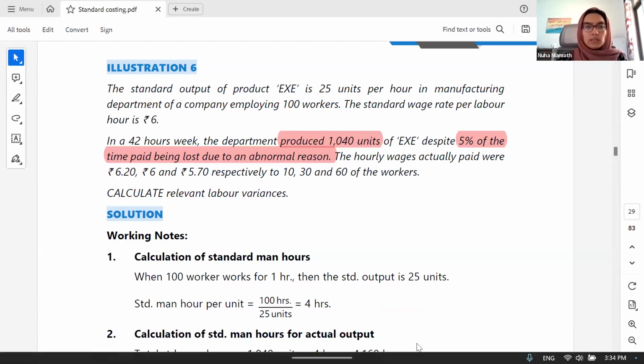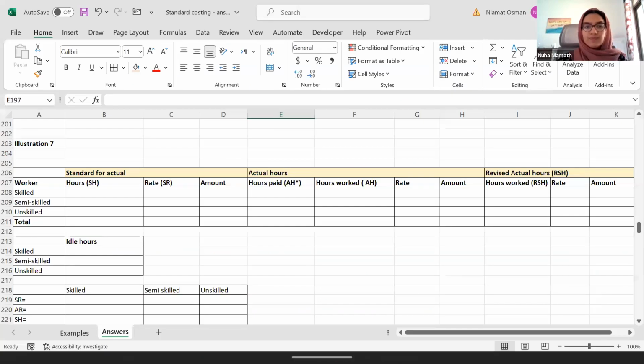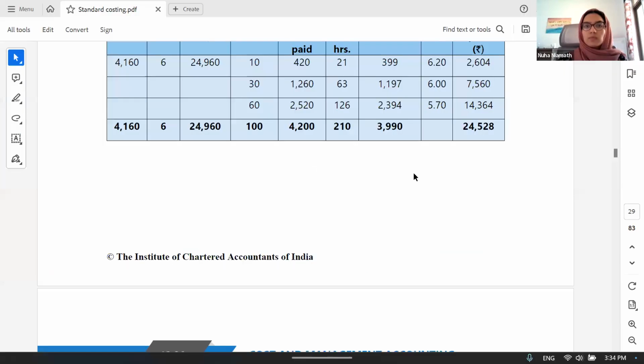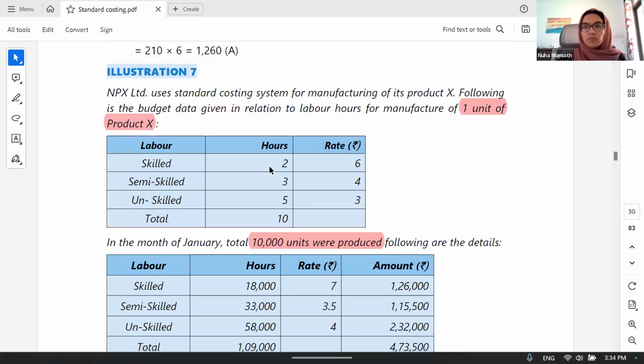We are looking at illustration 7. Okay, illustration 7, let's begin. NPX Limited uses standard costing system for manufacturing of its product X. Following is the budget data given in relation to labor hours for manufacture of 1 unit of product X. Labor: skilled, semi-skilled, unskilled; hours used, standard.